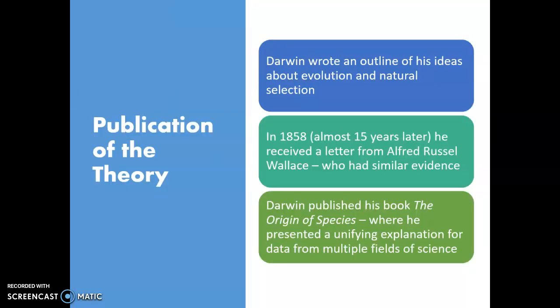So Darwin said, okay, I have collected all of this data. I have talked to my fellow scientists, and now it's time for publication. Darwin wrote an outline of his ideas about evolution and natural selection. And in 1858, almost 15 years after he wrote this outline, he received a letter from Alfred Russel Wallace, who had similar evidence. Then Darwin published the book that everybody knows today as The Origin of Species, where he presented this one explanation from data from multiple fields of science.